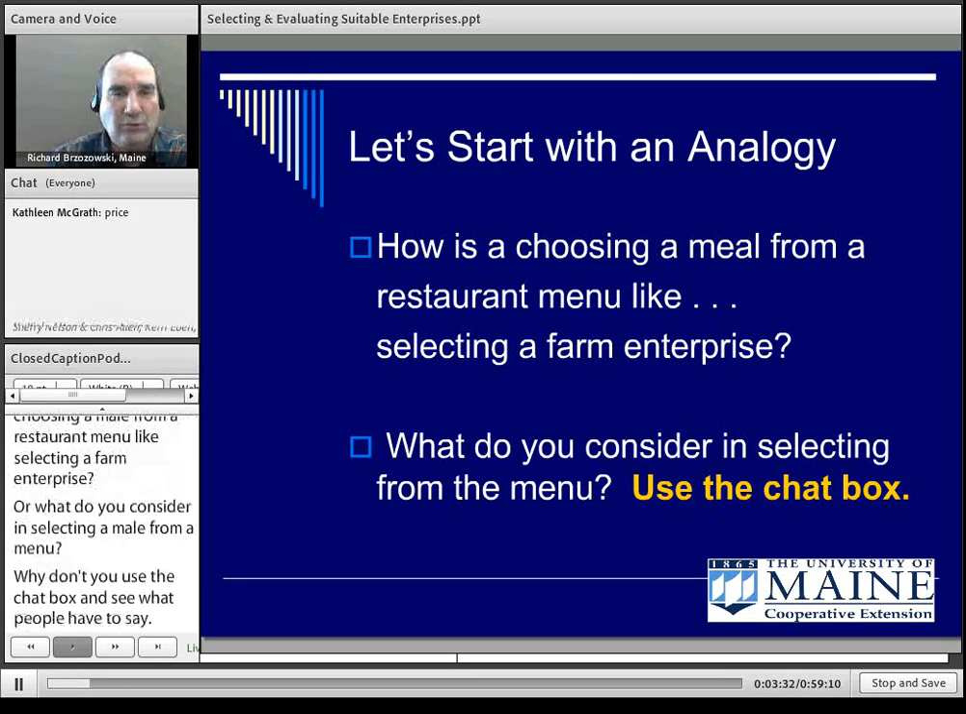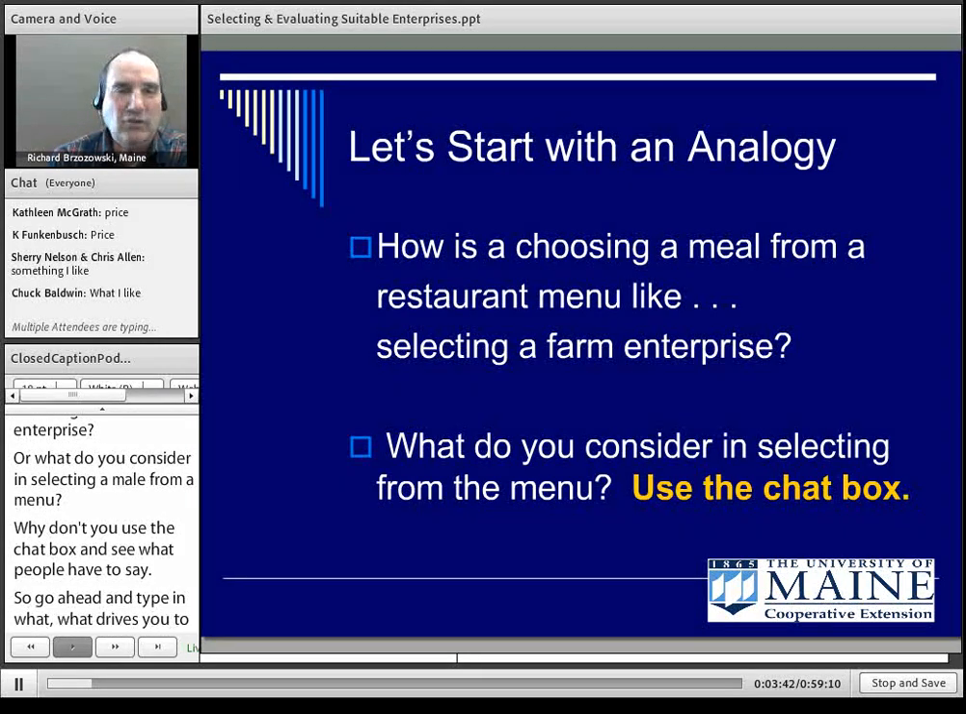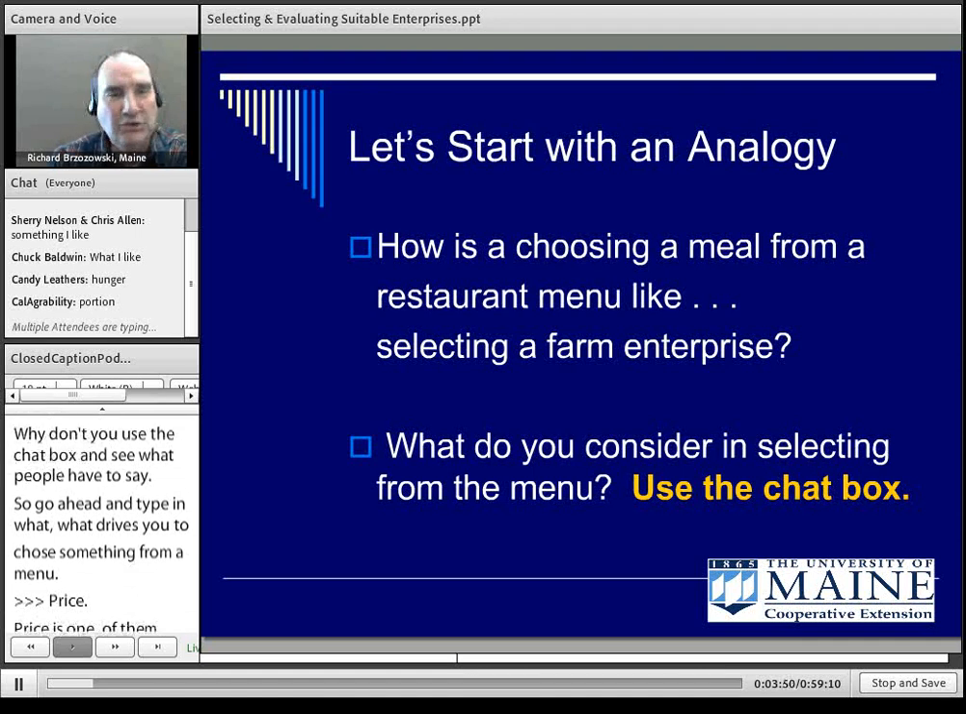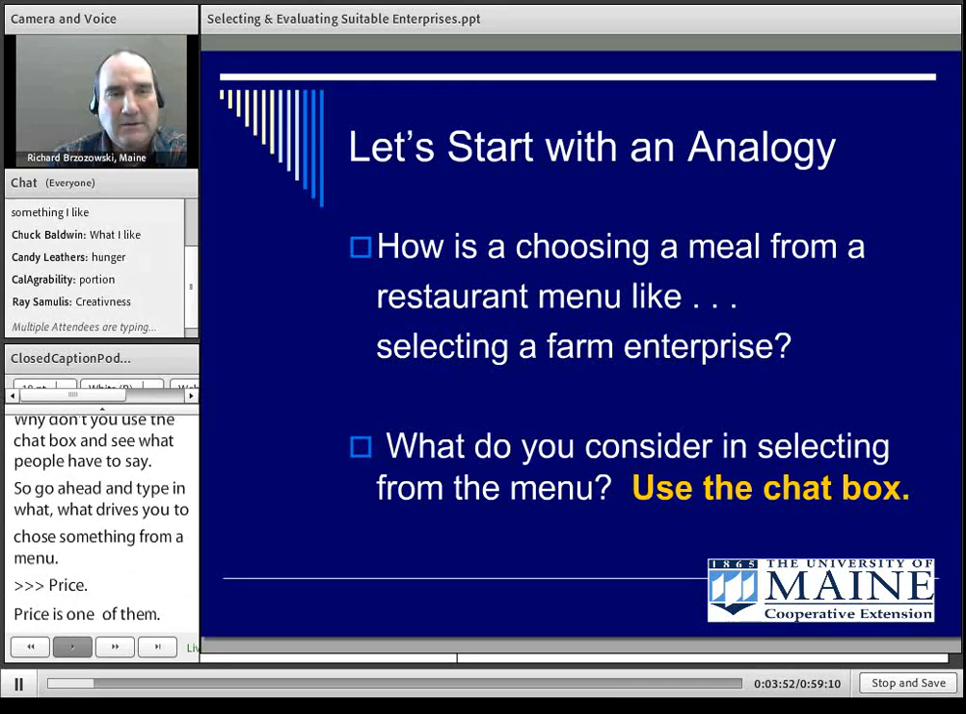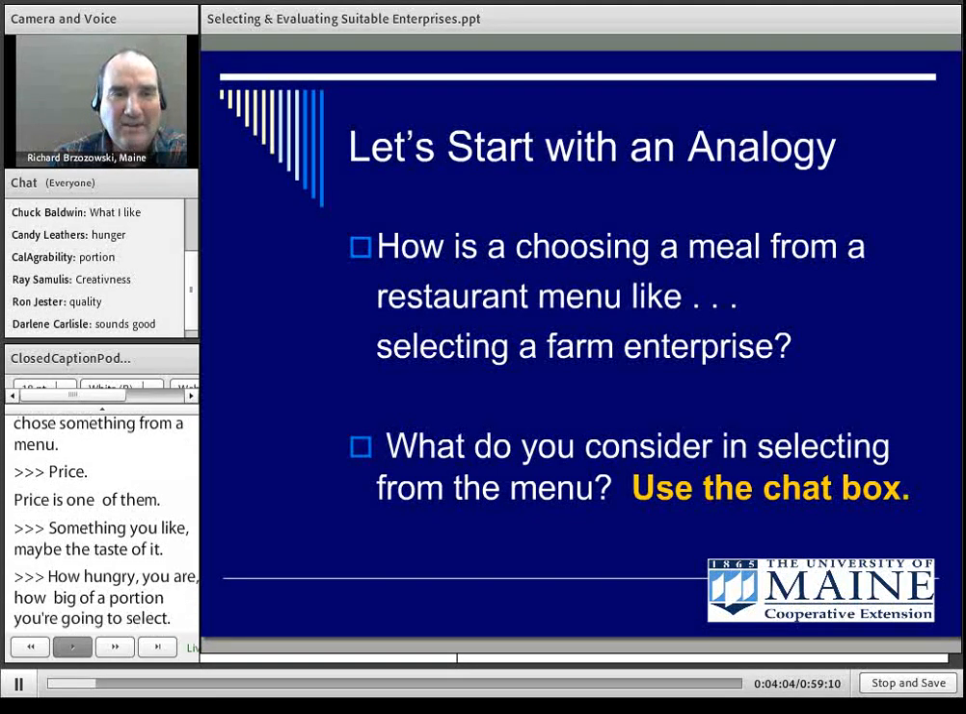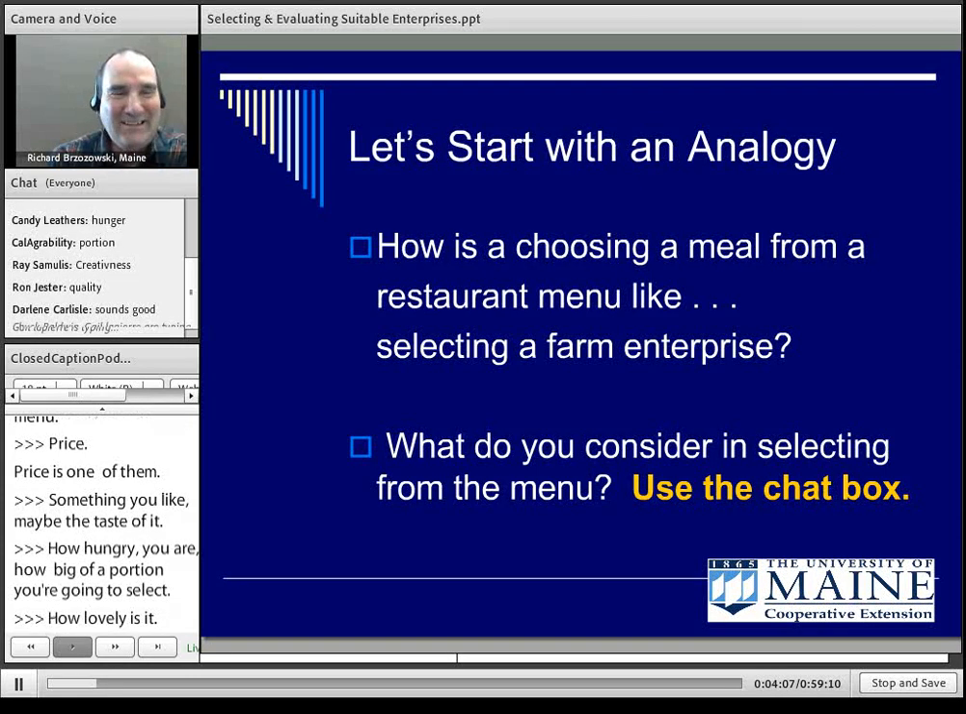Price. Price is one of them. Something that you like, maybe the taste of it. How hungry you are, how big of a portion you're going to select. How was it presented in the menu? The quality of the food as well could be involved. Great ideas. Keep them coming. If it sounds good, okay. If the dish sounds good.